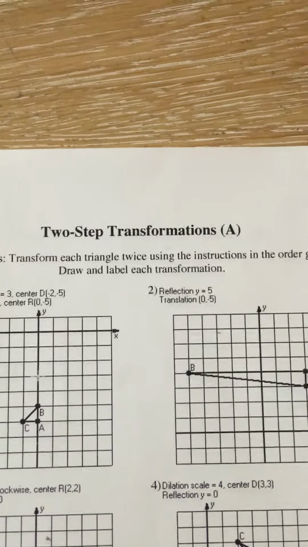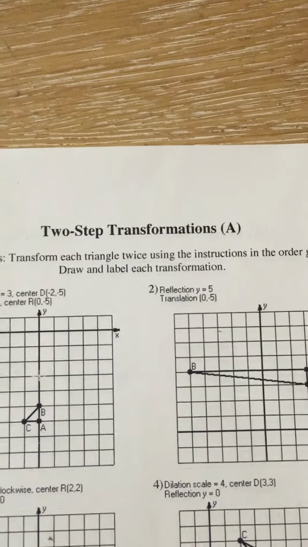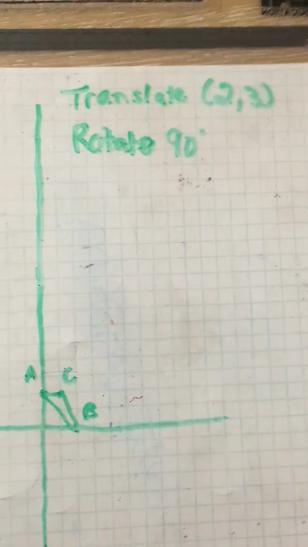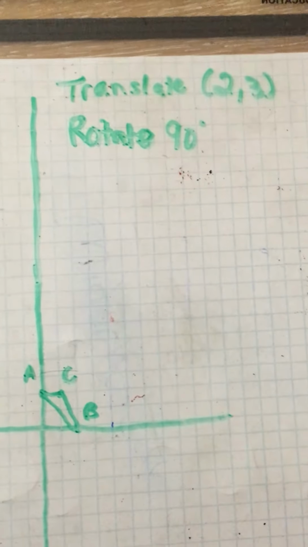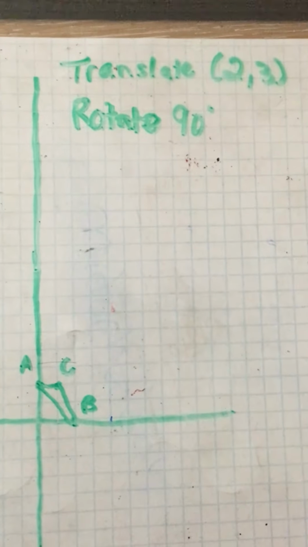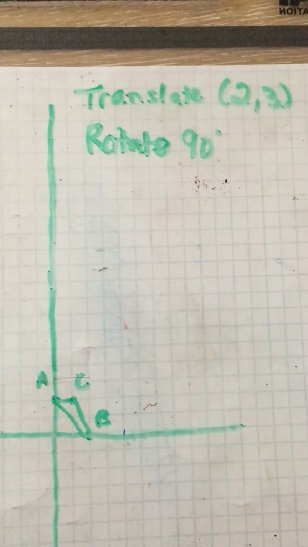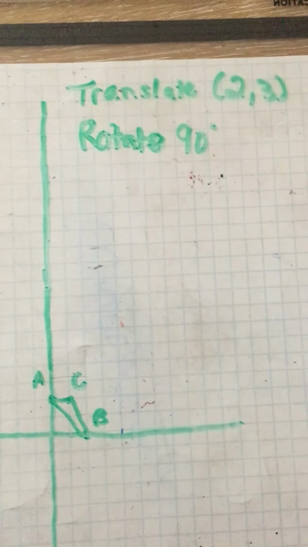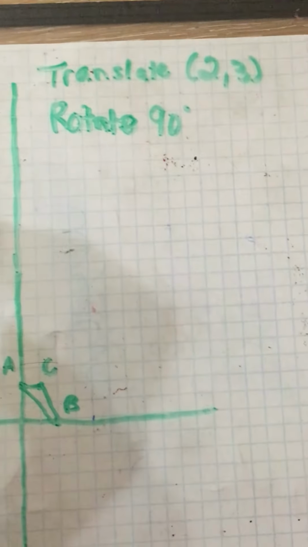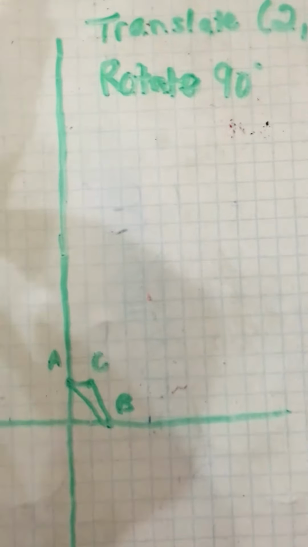So for today's lesson, we are doing two-step transformations. And our problem that we're working with today is we are going to translate triangle ABC and then rotate it 90 degrees. Alright, so let's start off with the first part. The first part we need to do is to translate it. So that means I'm going to move every point to the right 2 and then up 3.